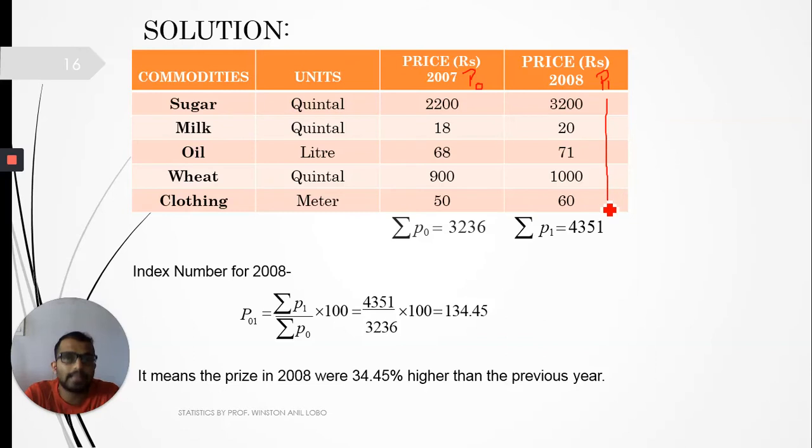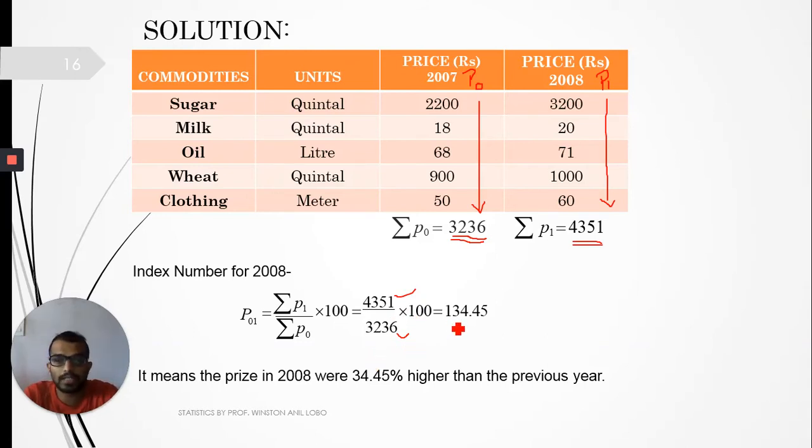Add 3200 plus 20 plus 71 plus 1000 plus 60. How much are you getting? 4351. Then you need to add the total of P0. When you add the total of P0, you will get 3236. Once you have got both the totals, students, just substitute in the formula. Total of current year 4351 divided by total of base year 3236 into 100. 4351 by 3236 into 100.